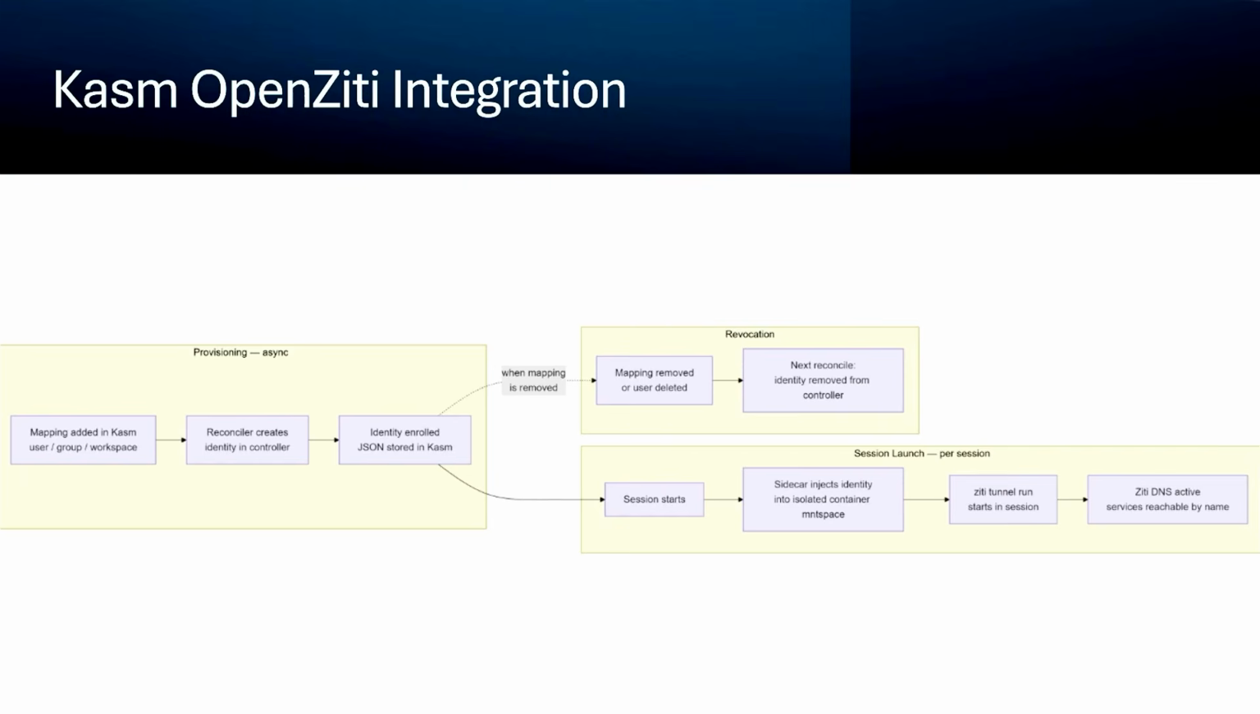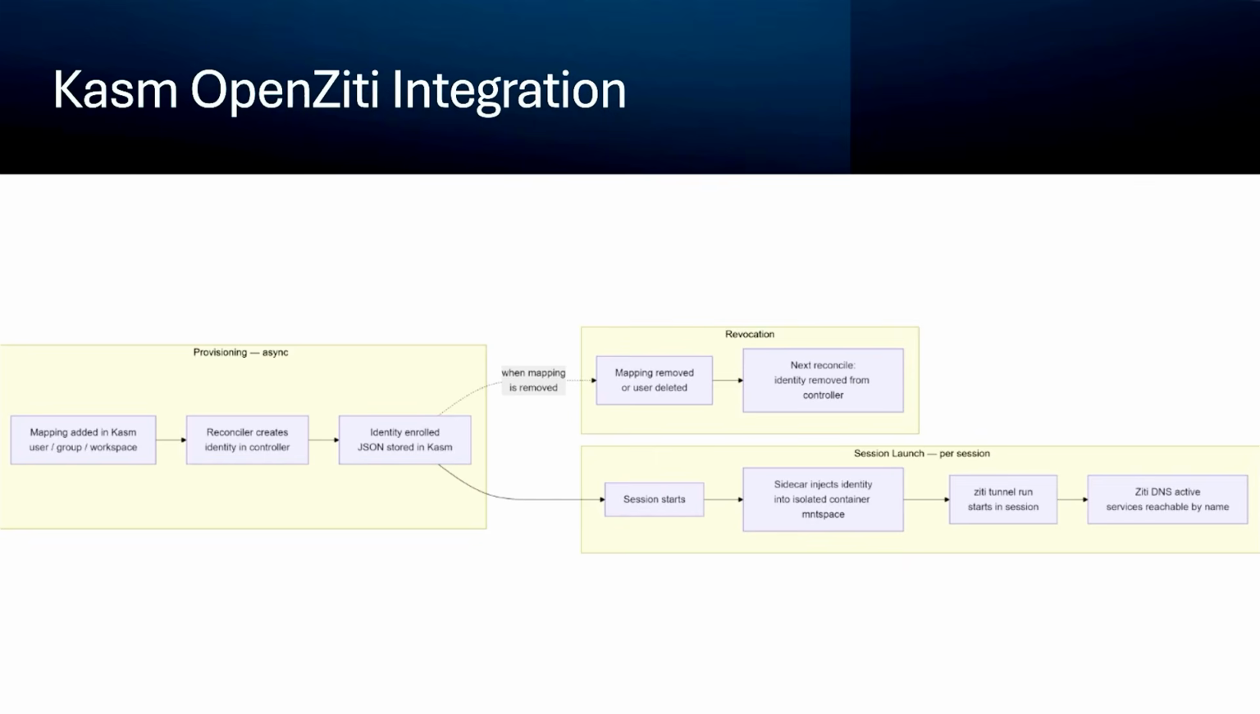We should be precise about what Kasm does and what OpenZiti does. Kasm decides who gets a managed identity. You configure an egress provider and you map it to specific users, groups, or workspace images. Kasm's reconciler watches those mappings and creates or removes OpenZiti identities in the controller as they change.